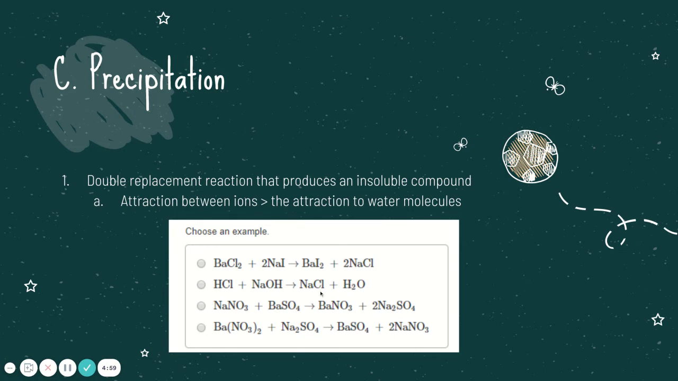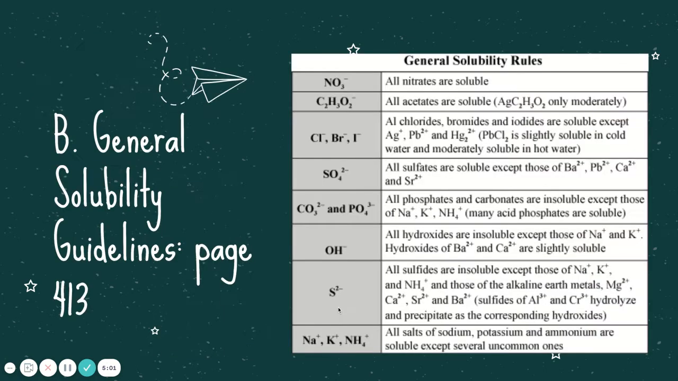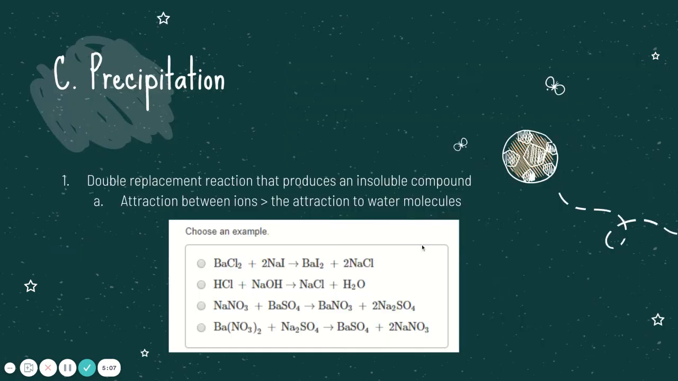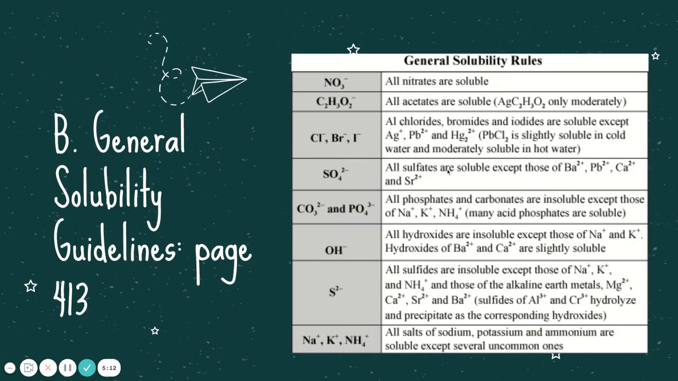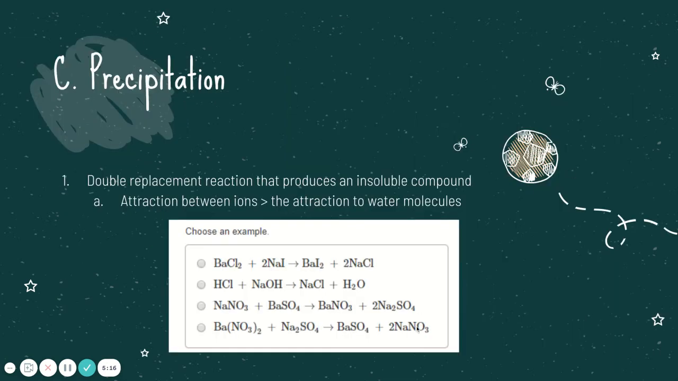This one would not create a precipitate. So let's check out barium nitrate. When I go back and look at the nitrates up here, all nitrates are soluble, so that would also not create a precipitate. So let's see if sulfate will. And I come to sulfate. All sulfates are soluble except barium. There we go, barium sulfate.